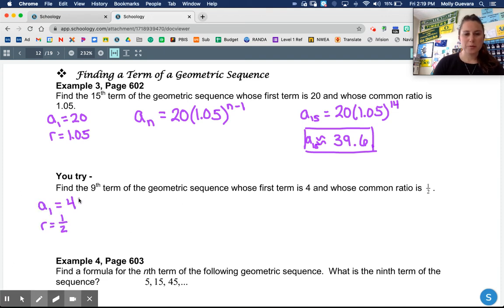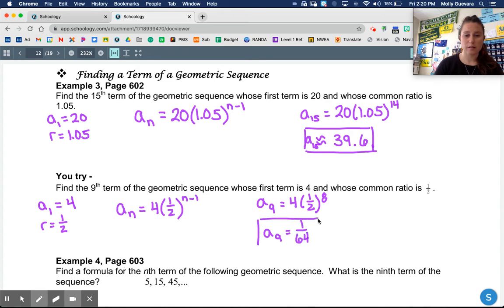So I know that my first term is 4, and I know that I'm multiplying by 1/2 every time. So I can write the equation. A sub n equals my first term times my common ratio to the n minus 1. Now I want to find the 9th term. So I'm going to have a sub 9 equals 4 times 1/2 to the 8th. And I enter this into my calculator, and it does convert back into a fraction. So we need to make sure that we do that. And I get that the 9th term is 1/64. And there it is. And that's it.